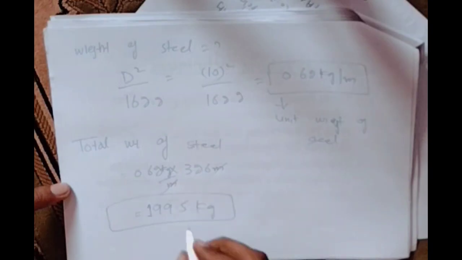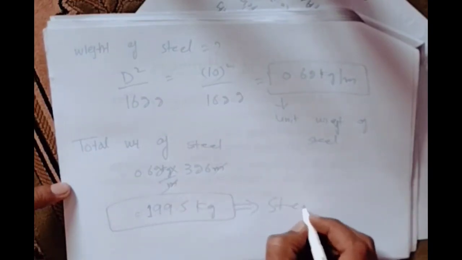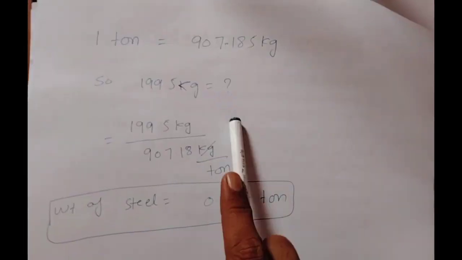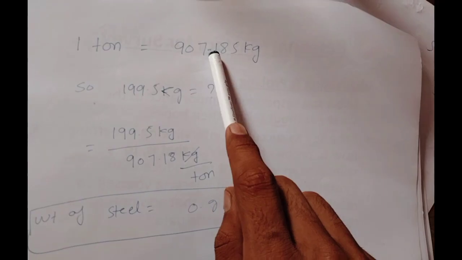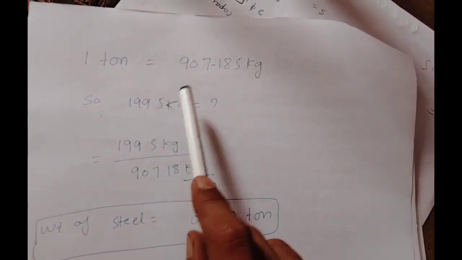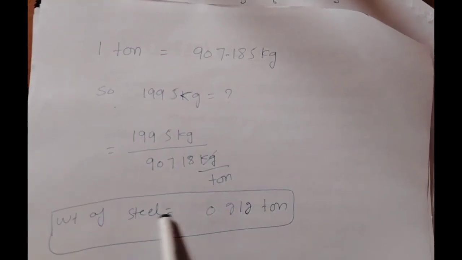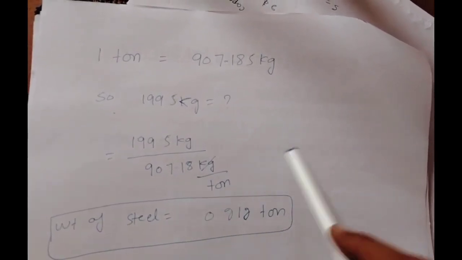In the market, you can see that steel is available in tons, so we will convert it to tons. 1 ton is equal to 907.185 kg. So how many tons is 199.5 kg? Just divide it by 907.185, and we will get 0.21 ton.